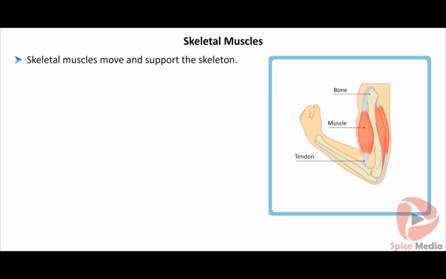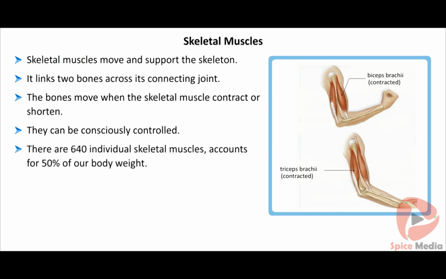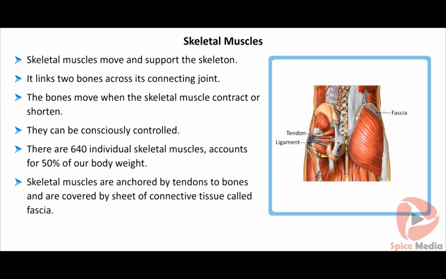Based on the structure, function, and occurrence, 3 different types of muscle tissues have been identified. They are the skeletal, cardiac, and visceral muscles. Skeletal muscles move and support the skeleton. A skeletal muscle links 2 bones across its connecting joint. When these muscles contract or shorten, the bones move. Skeletal muscles can be consciously controlled.